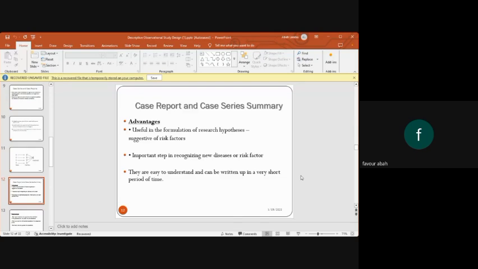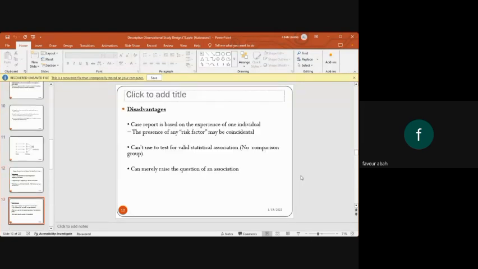They are easy to understand and can be written up in a very short period of time. I know someone like Senator Chris can write it in 2 hours. You can just sit down and write your case reports just like that in a very short period of time. So these are the advantages of case reports and case series.